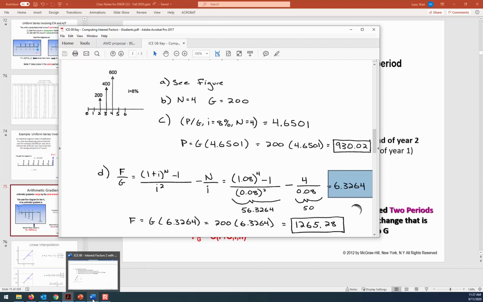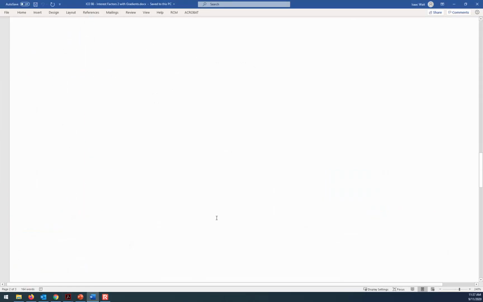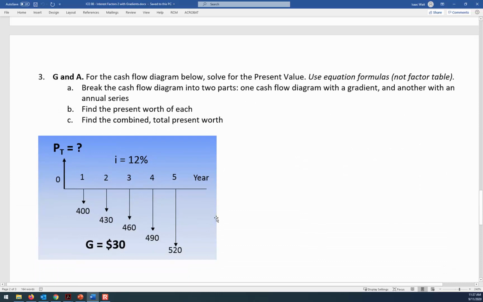The second one's a little more tricky because in the cash flow diagram, there's both a gradient and also an annual series at the same time. They're on top of each other. So take a look at this cash flow diagram. You can see that in each year there's 400, but then on top of that 400, in year 2 there's an extra 30. Then in year 3 there's 2 times the gradient, so that's 60. And then in year 4 there's 3 times the gradient amount, and so on and so forth. So we have an annual series and a gradient.